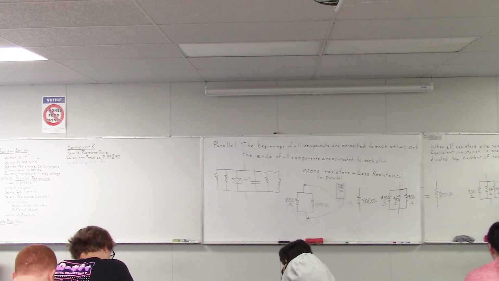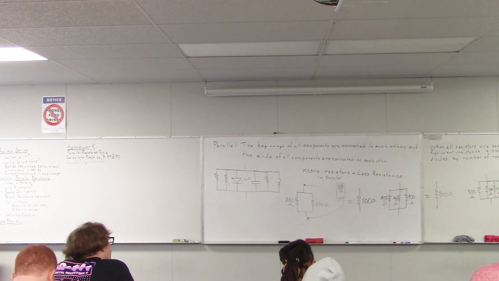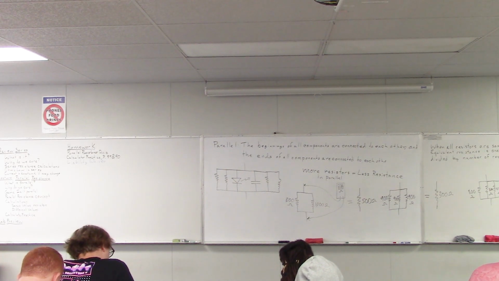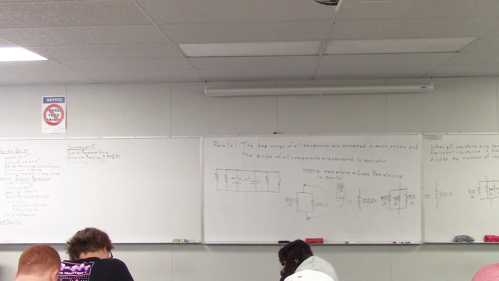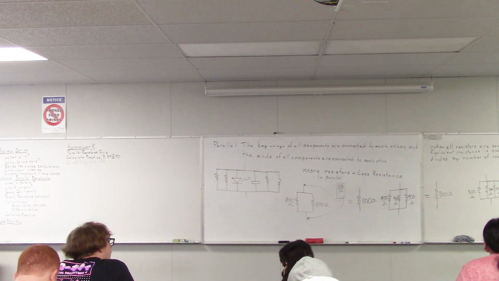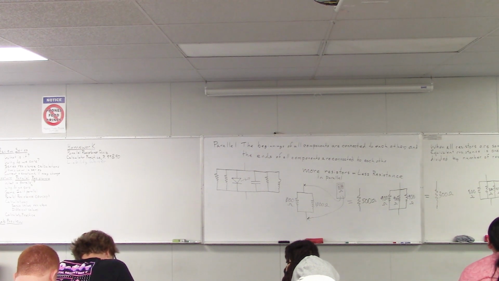What would be the equivalent resistance for that circuit? 200? Yeah, 200 ohms, exactly. All right. So you might ask, well, how common is it to have a circuit where all of the resistors in parallel are the same value? It actually happens fairly regularly.